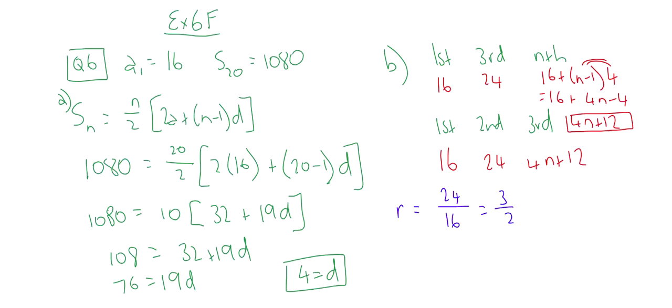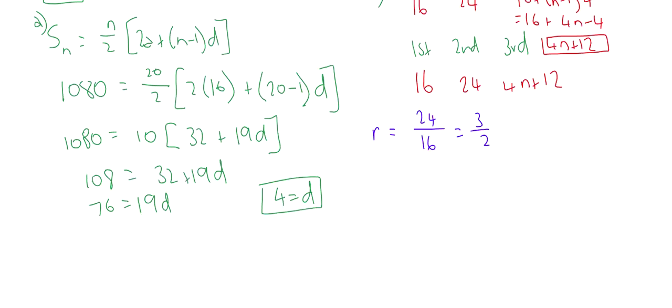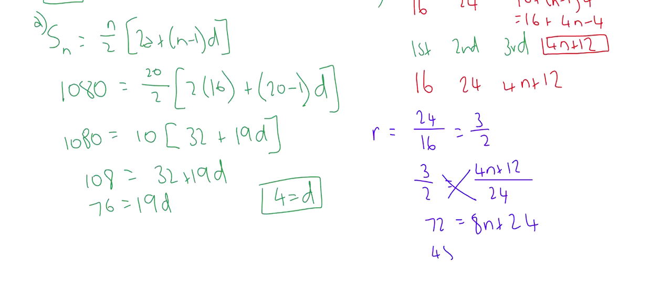Okay, so what it now asks is find the value of n. So again, we know that the ratio is 3/2. So it must be the third term divided by the second term. So I got 4n plus 12 and I divide it by 24. Now, anytime you have two fractions that equal each other, we're just going to cross multiply like this. So if I cross multiply, 3 times 24 is 72. And then I multiply both parts of this by 2. So I get 8n plus 24. Subtract 24 over here, so I get 48 equals 8n, which means that n is 6.